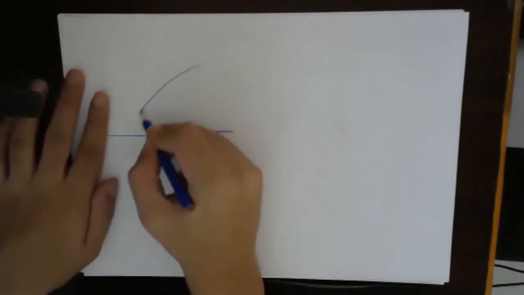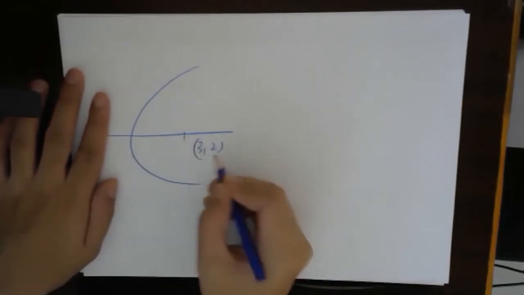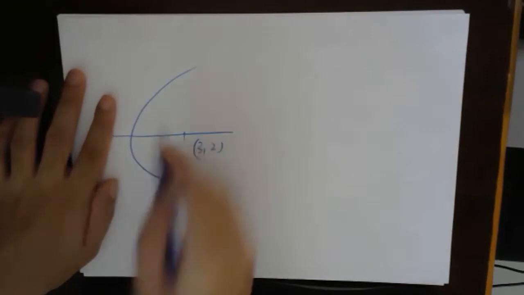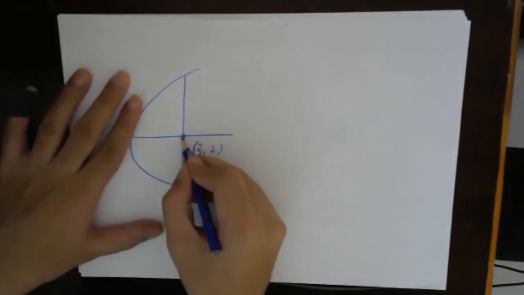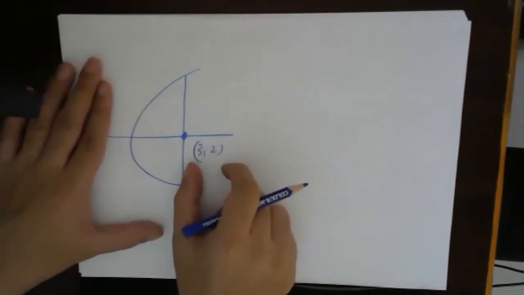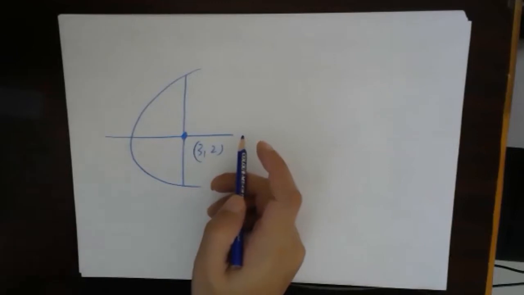So let's see. First, this is (3, 2). Fine. If I draw this as a latus rectum, this is (3, 2), and the value of a is 2. The value of a is 2, right?